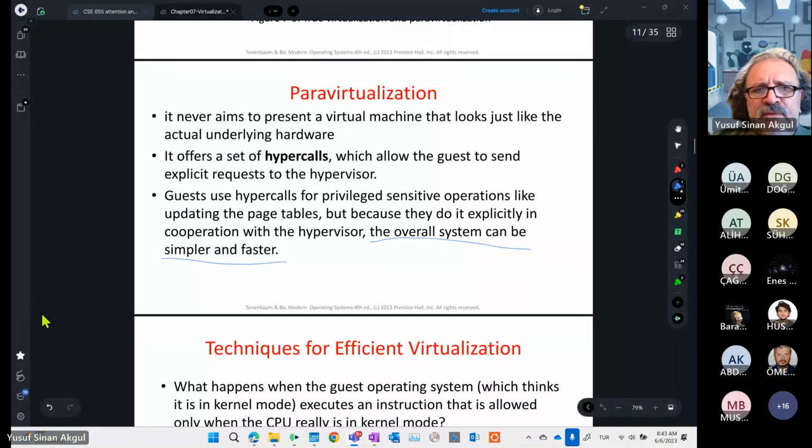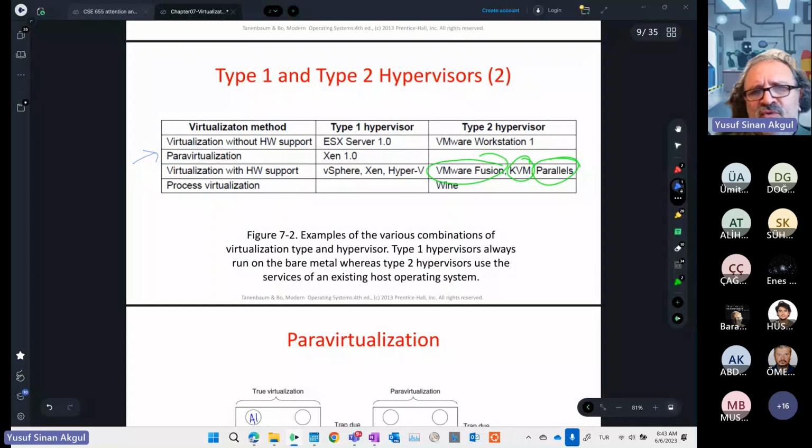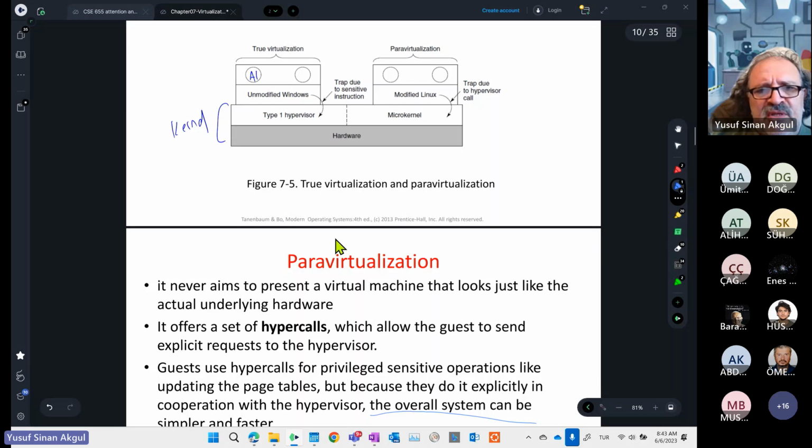So we talked about this para-virtualization thing, and of course it's a type 1 hypervisor, but it could be a type 2 hypervisor too, but you don't have much choice here. Okay, and now let's talk about the difference between this one and this one. Virtualization with hardware support and virtualization without hardware support.